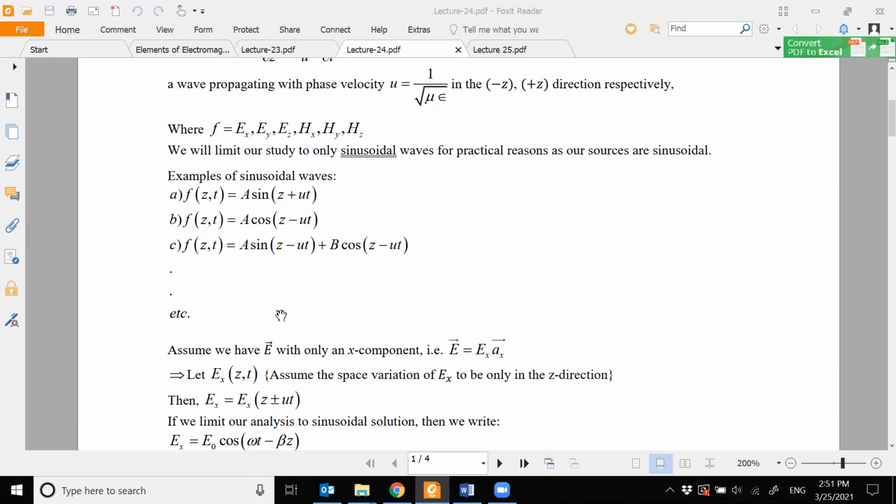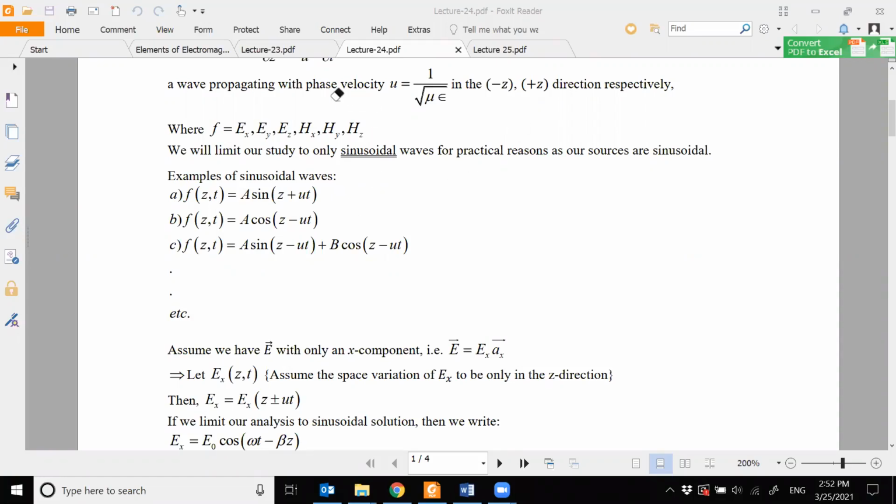Now we can try to think and relate it to our sources. Who is generating these electromagnetic waves? Our sources are sinusoidal sources. Therefore the best solution to mathematically represent the electromagnetic wave is a sinusoidal solution. You can go for this one, or this one, any of these. But again, we will closely follow our sources.